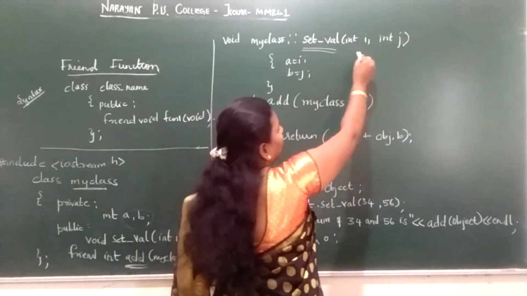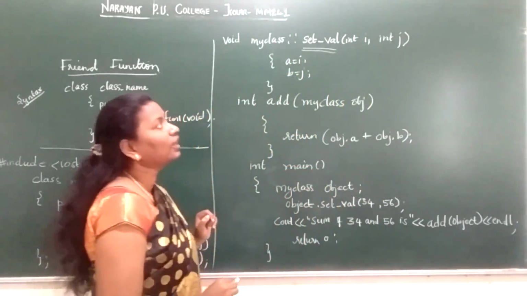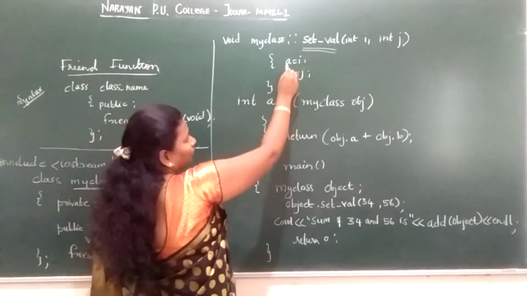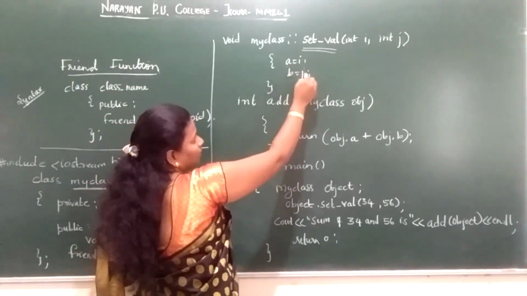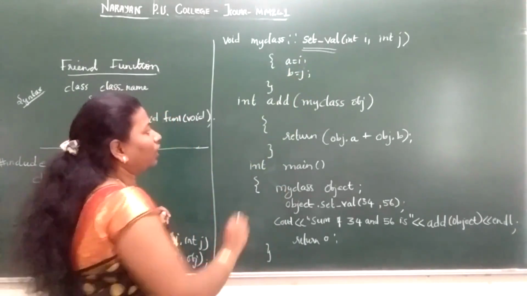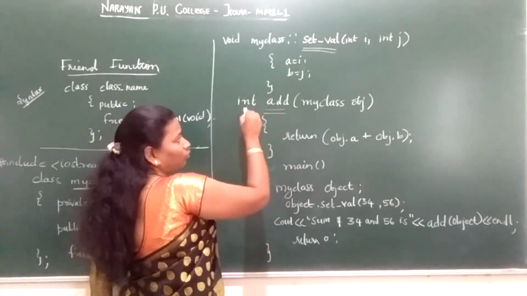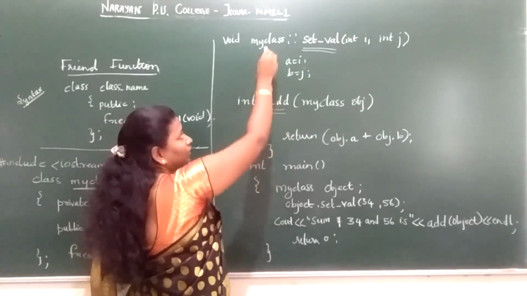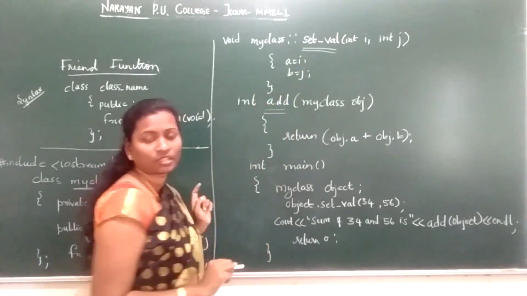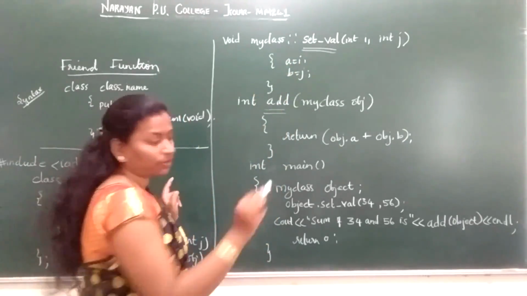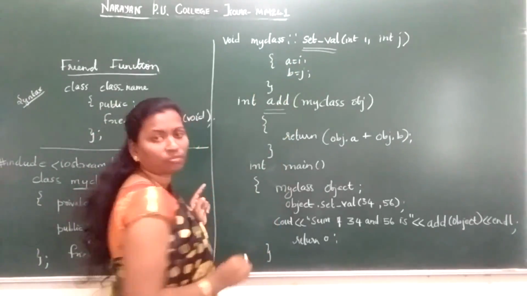Now I am using setval, then I am just initializing int i and j. Here I am giving i to a, j to b. But wherein add, I am only telling the return type, I am not using the class name, I am not using the scope resolution operator. Why? Because a friend function is a non-member function of my class.